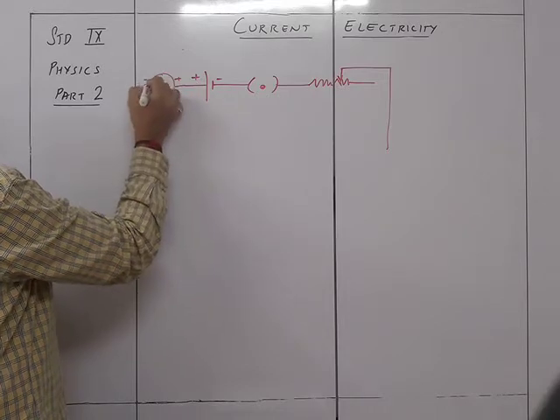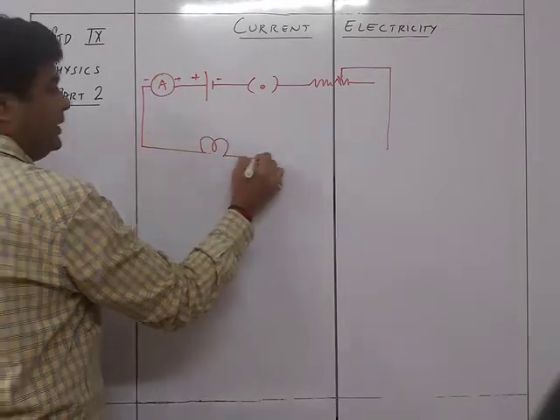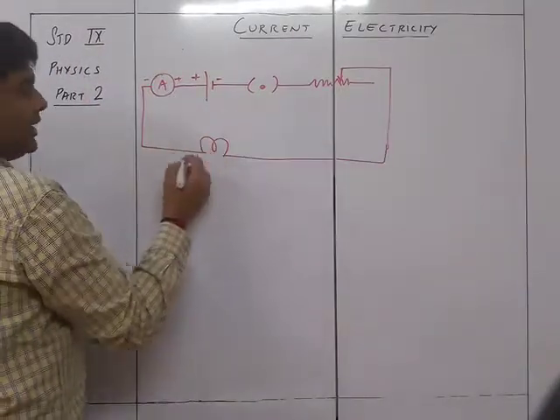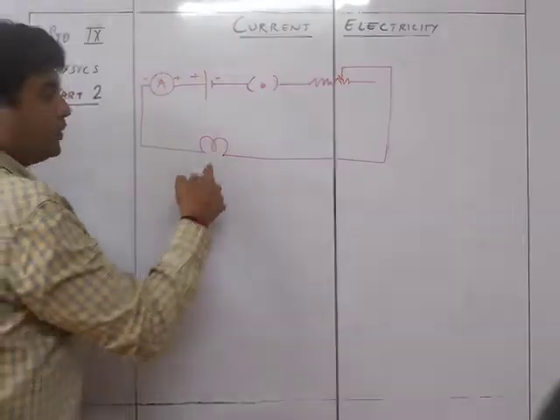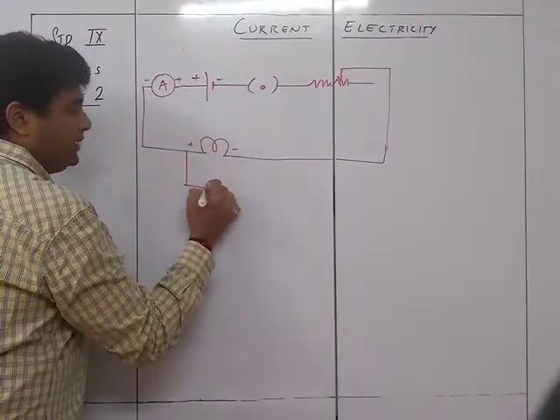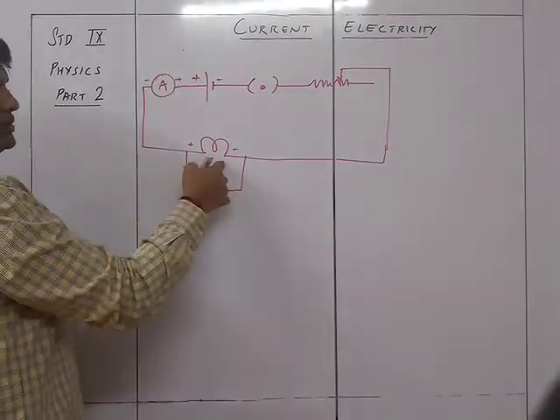So this is the positive, the negative of the terminal, and then this is connected to a bulb like this. So you can see that when I change, now I want to check what is the voltage over here. So that's why I'm going to connect the voltmeter over here like this. So the voltmeter is going to measure the voltage across the bulb.